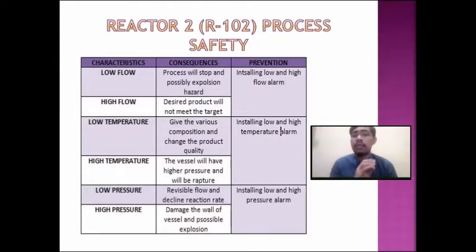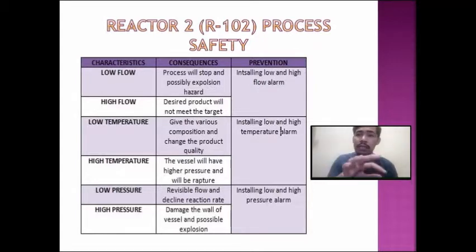From the table, we can see the characteristic, consequences, and prevention. For characteristic, we have three parameters, which are flow, temperature, and pressure, each at low and high levels. For low flow, the process will stop and there is a possible explosion hazard. And then for high flow, the desired product will not meet the target.